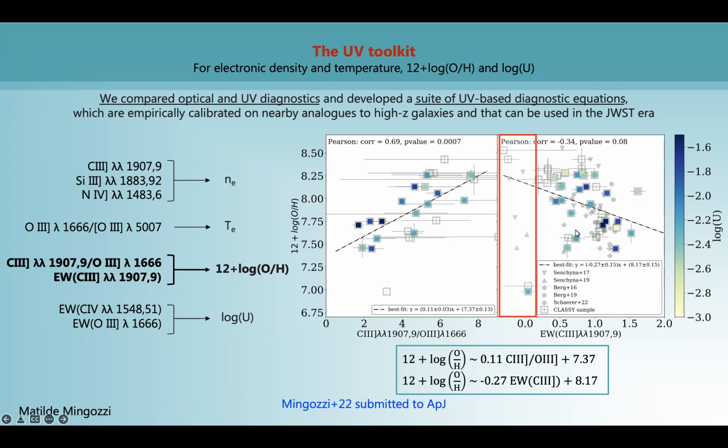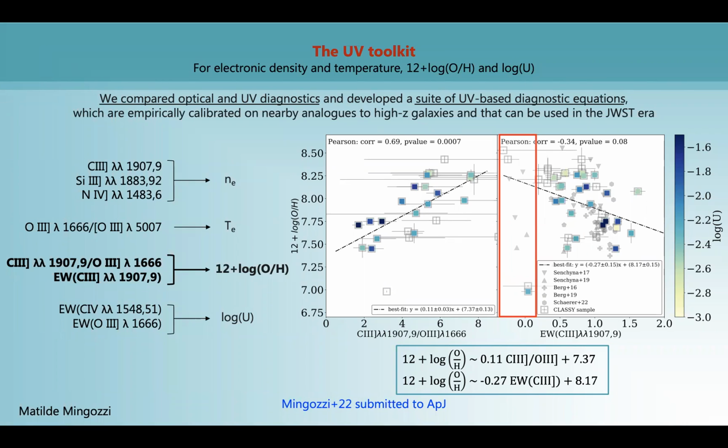We also tested if the equivalent width of the carbon 3, that is the brightest emission line in the UV after the Lyman alpha, could be a good proxy for the metallicity, finding that there is a slight anti-correlation, because the equivalent width of the carbon 3 is increasing at lower metallicities.